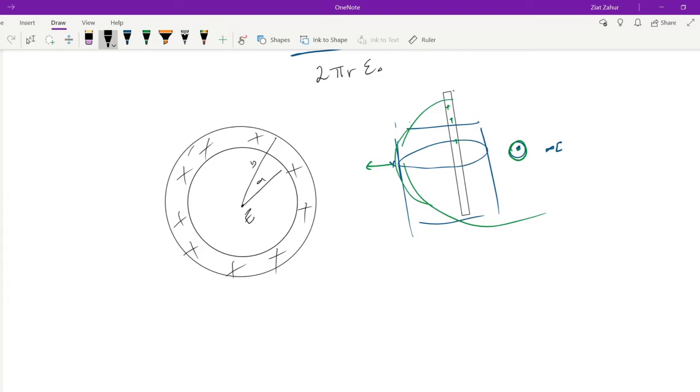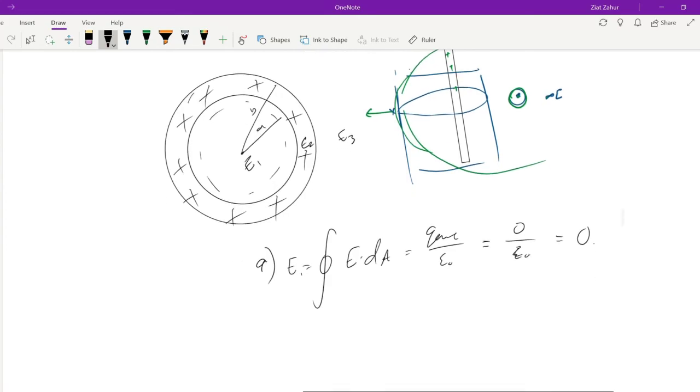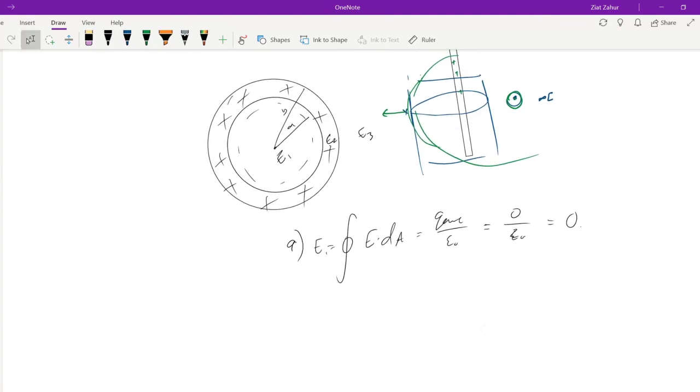So we have E1 on the inside where it's hollow, E2 in between, and then E3 outside, right? For A, E1 inside is equal to the closed loop integral of E dot dA, but when you enclose your sphere, you'll see that you encapsulated nothing. And therefore you have nothing, right? This is the shell theorem, Newton's shell theorem, and you can do it where all the electric fields cancel each other out.